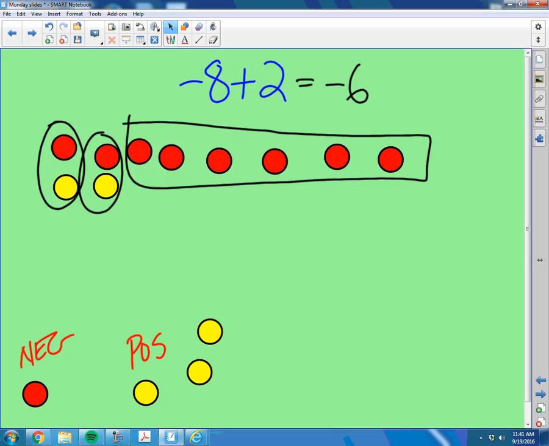So effectively, if we take any positive amount and we're adding to that a negative amount, we are really finding the difference between the two, because there are cancellations happening.